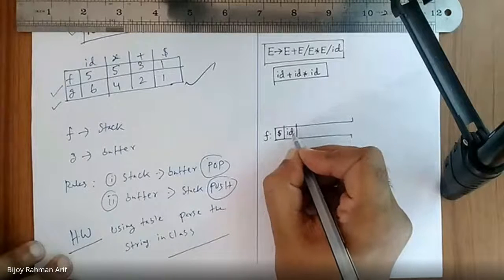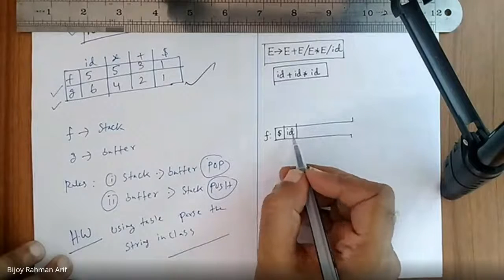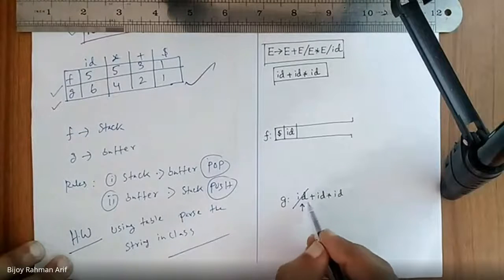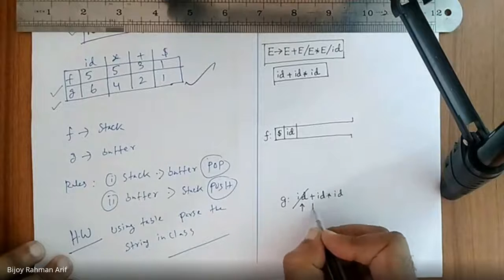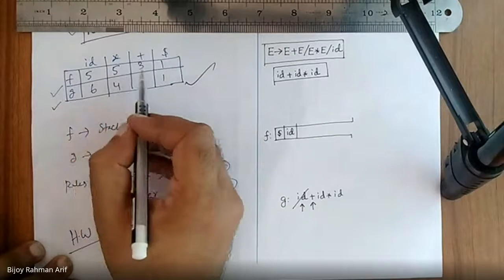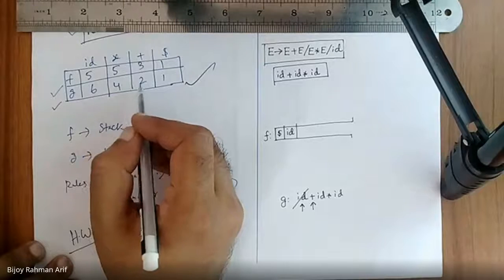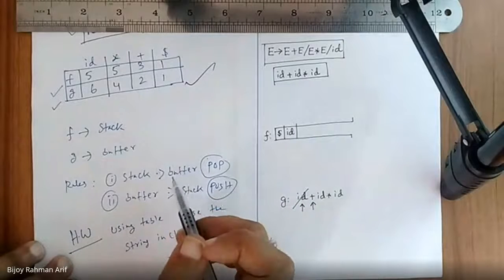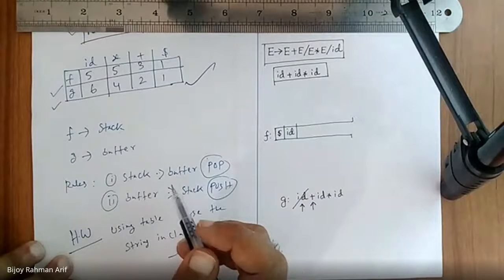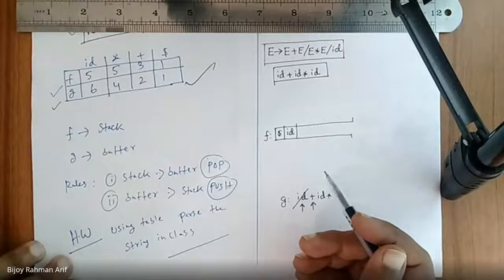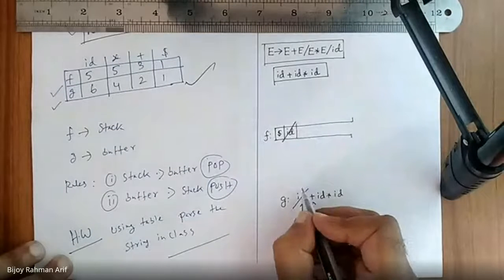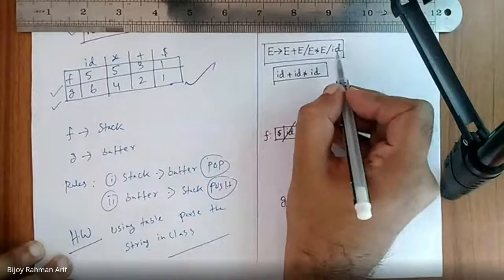Then this one becomes F. So here I have F ID. F ID has value 5. And here I have G plus. G plus is 2. Yes, sorry. So which one is bigger, F ID or G plus? F ID. So what am I going to do? Pop. So I'm going to pop this one and use the rule. For ID there is only one rule, ID would become E.